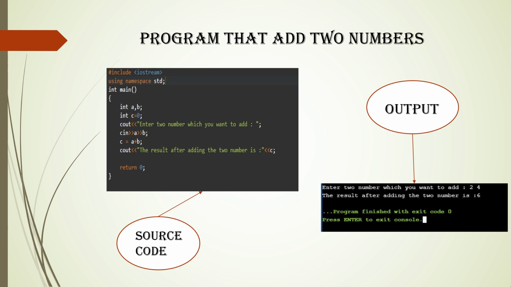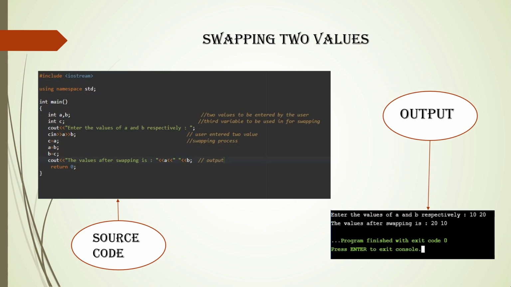And also have a look at the output screen, what I have got as a result. As the user has entered 2 and 4, the result we get is 6. Now also try by yourself by replacing the plus operator with the subtraction, multiplication, division and modulus operators and see the result. Now the next program which I am going to discuss is to swap two numbers.